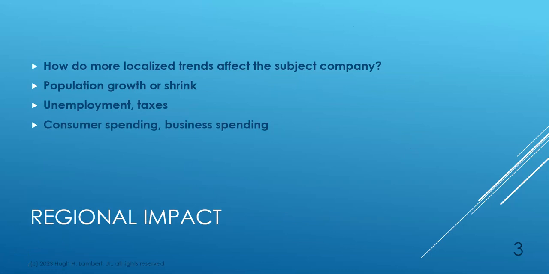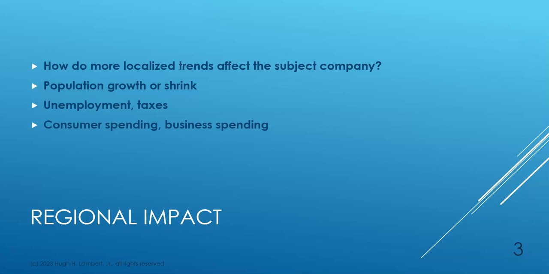If we take it down one level, we can look at the regional impact on our company. So how do not macroeconomic trends, but more microeconomic trends affect the company that we are valuing? And when we say the subject company, what I mean is the company that we are valuing in our valuation. So again, if this is a consumer products company, is the population in our regional markets growing or shrinking? What's happening with unemployment? The higher the unemployment rate, the potentially fewer consumers we might have.